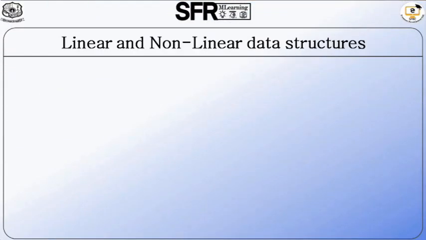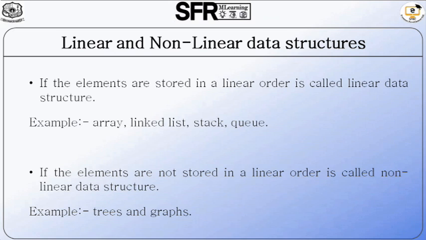Next we are going to see about what is linear and non-linear data structure. Elements are stored in a linear or sequential order, which is called a linear data structure. Examples of linear data structures are stacks, queue, linked list and array. Next, elements which are not stored in linear or sequential order are known as non-linear data structure. Examples of non-linear structures are trees and graphs.